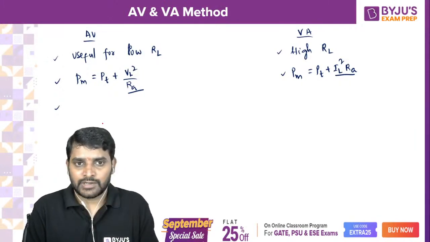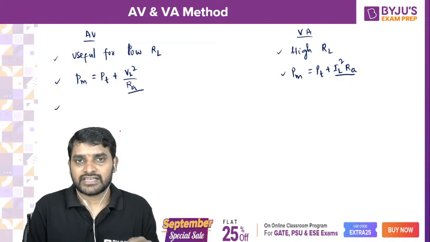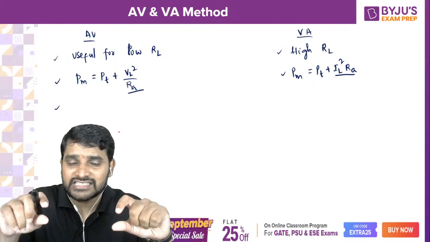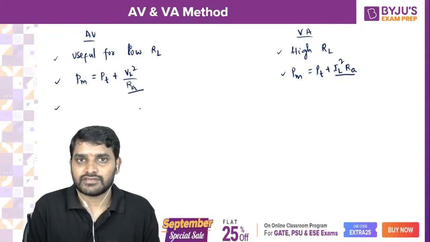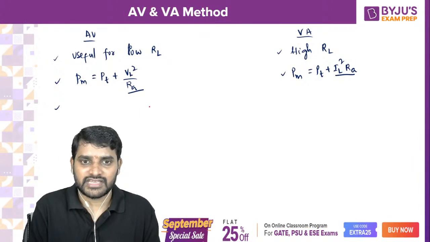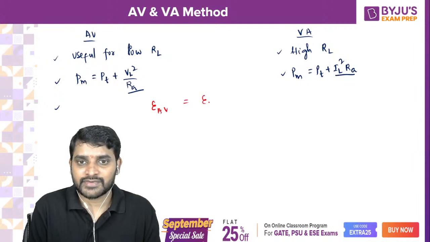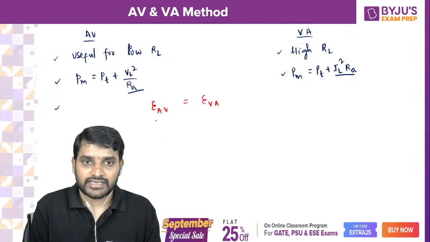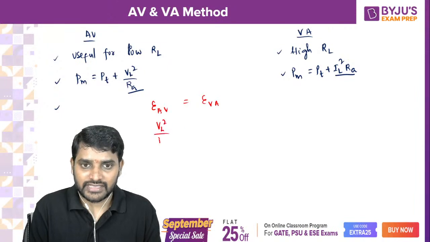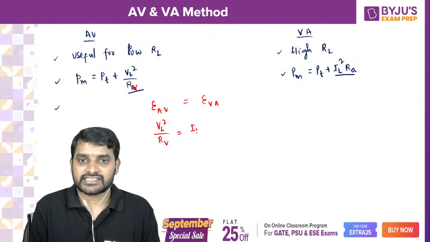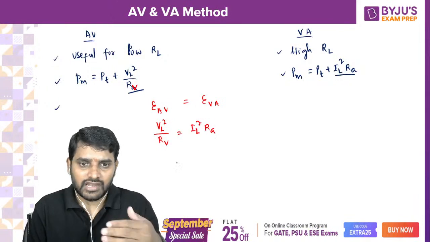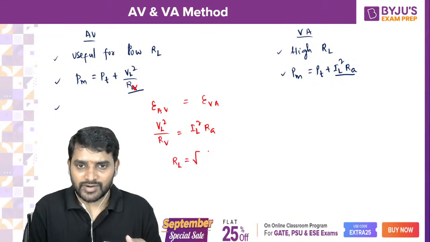All right, now here there is one more point. At what value of load resistance both the errors are going to be equal? So the error in AV method and error in VA method are equal. Here I am equating VL square by RV, I am sorry, this is RV, not RA, is equal to IL square into RA. If you solve, you will get it as geometric mean of RA and RV.